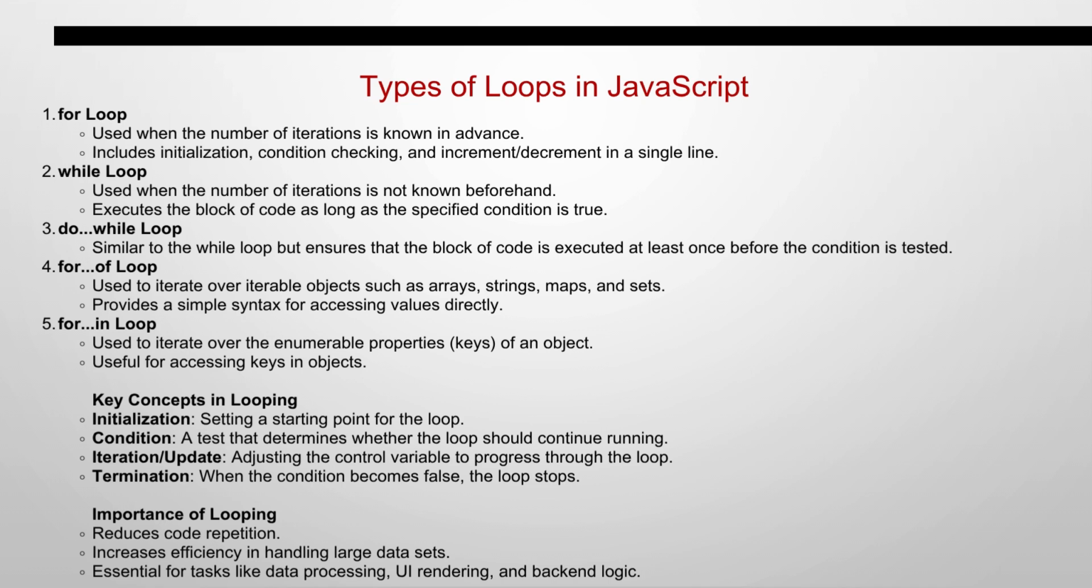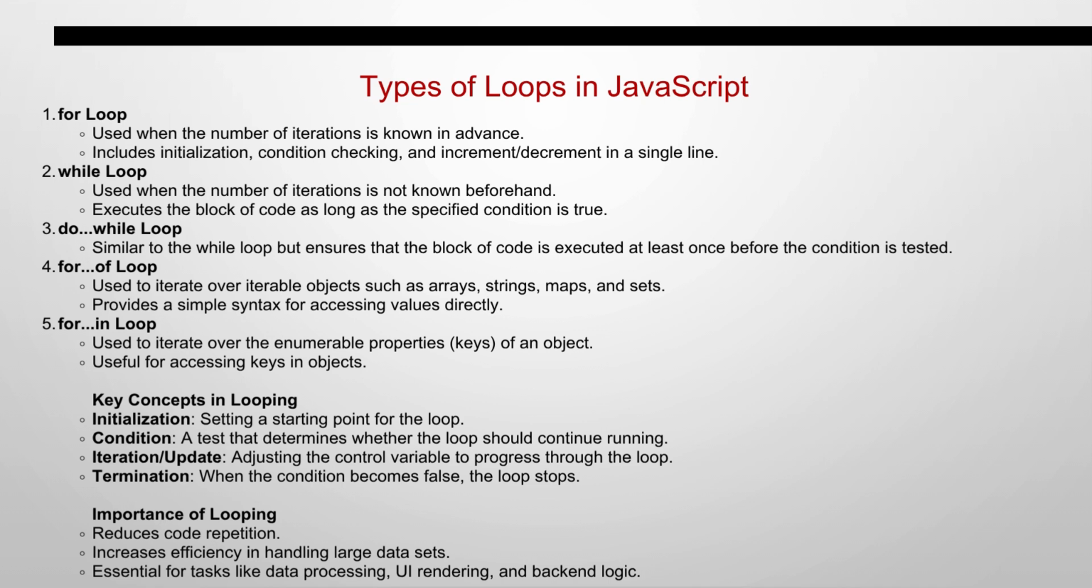4. For of loop, used to iterate over iterable objects such as arrays, strings, maps, and sets. It provides a simple syntax for accessing values directly. 5. For in loop, used to iterate over the enumerable properties of an object. Useful for accessing keys in objects.